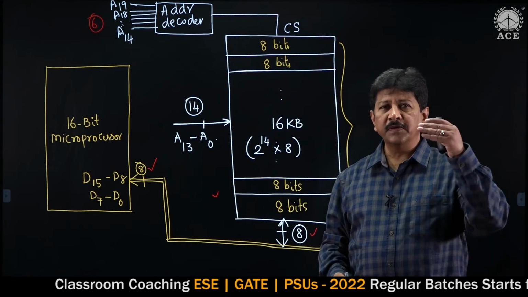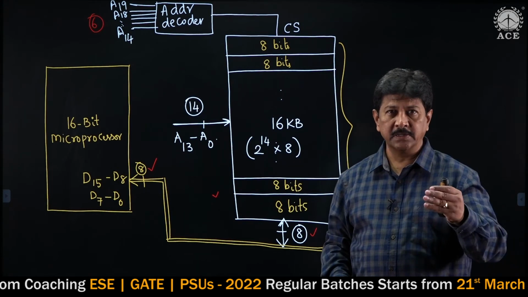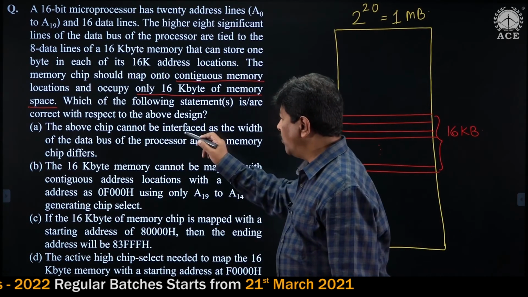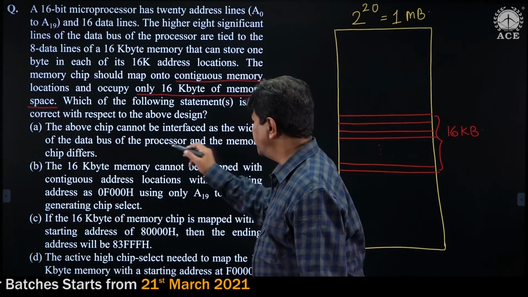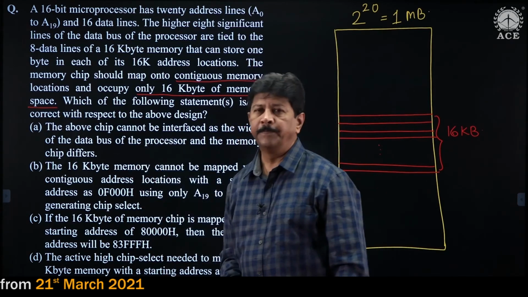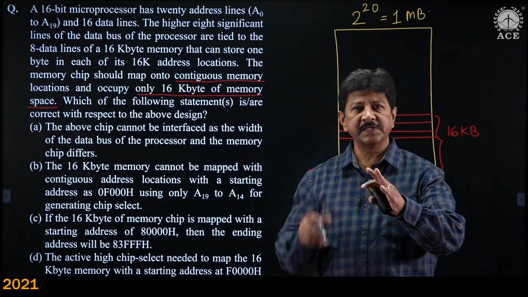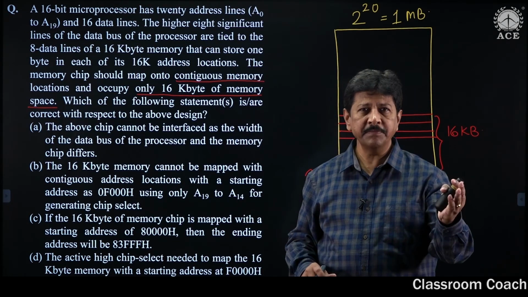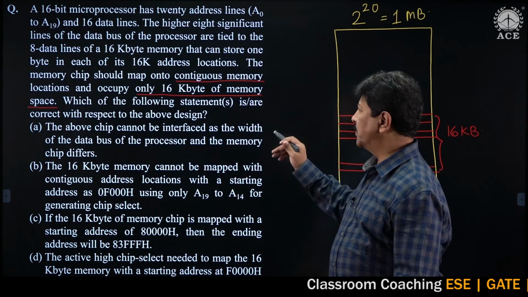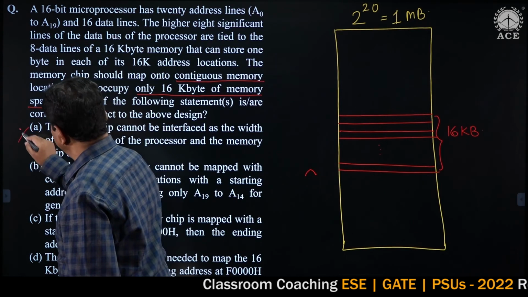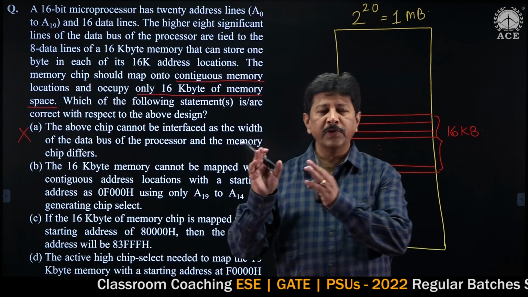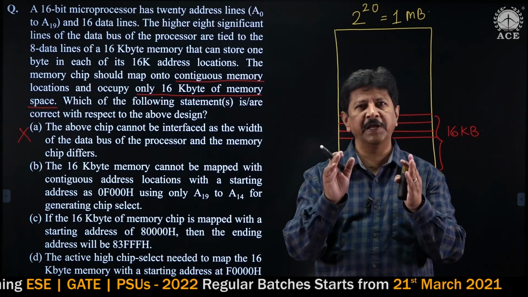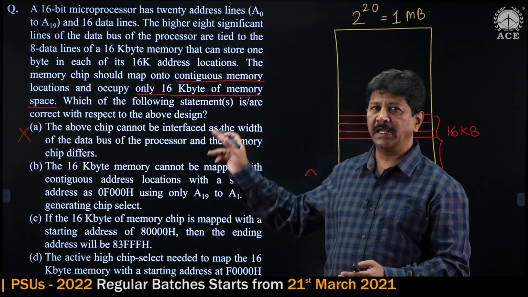Now let us see which of the 4 statements is correct. First one: the above chip cannot be interfaced as the width of the data bus of the processor and the memory chip differs. We know the width of the microprocessor data bus is 16 and the width of the memory is only 8 bits. So can we interface them? Yes. That's the reason this is a wrong statement. Even though the microprocessor has 16 data lines and the memory has 8 data lines, they can still be interfaced without any problem. So that is not a correct statement.